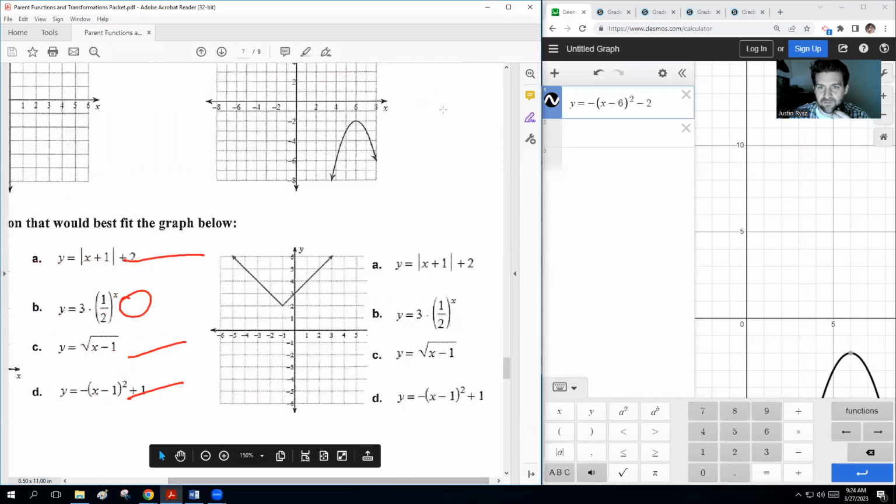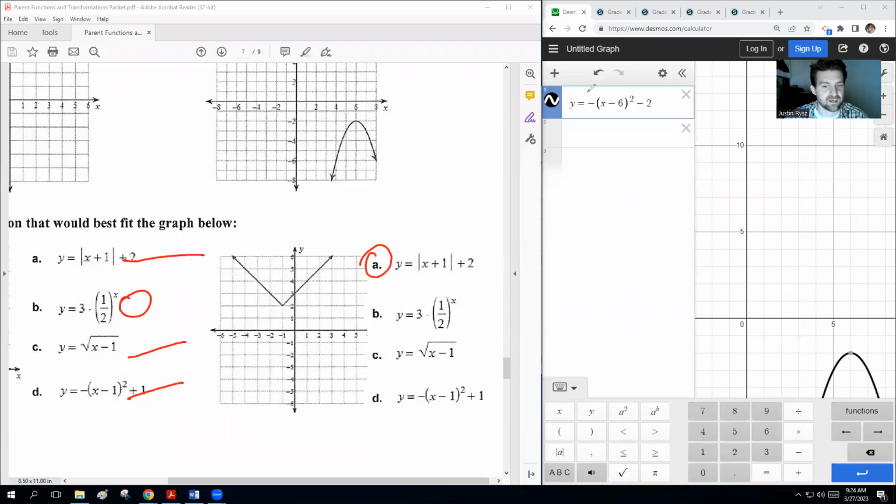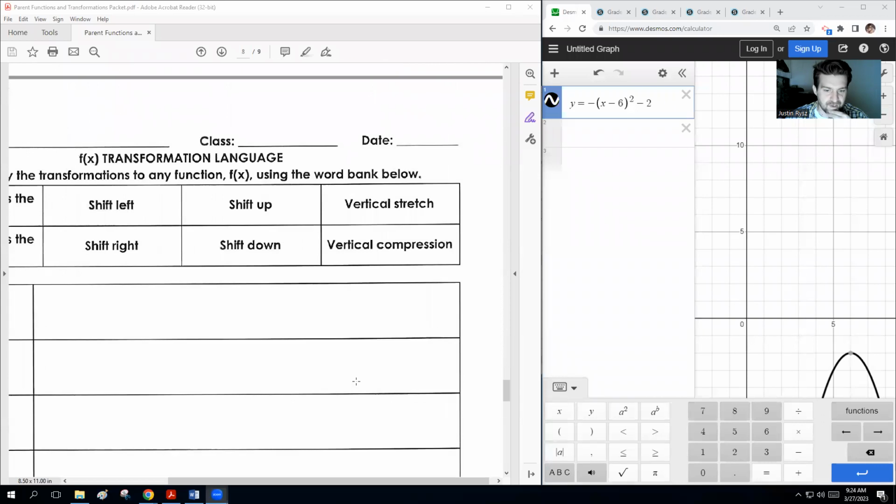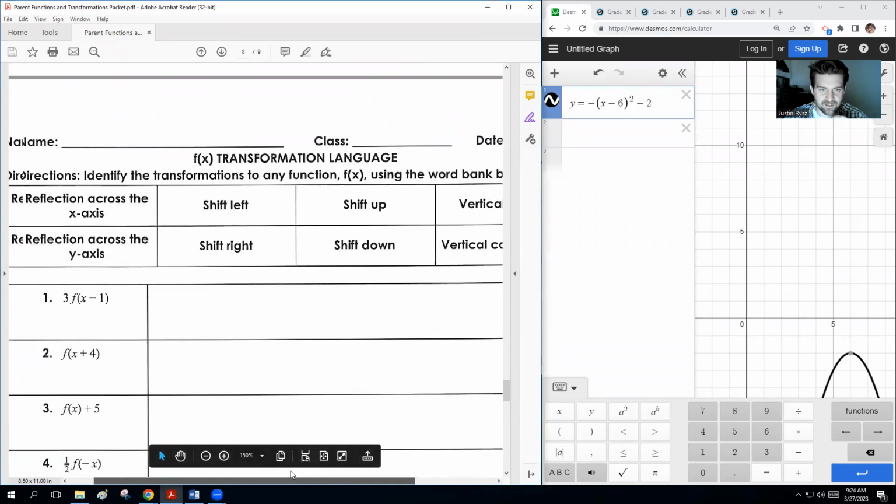All right, this one here, definitely we got the V-shape. The only choice for the V-shape would be the absolute value. We can use Desmos. We're going to get through this section pretty quick, so sorry. All right, so now let's go through these.